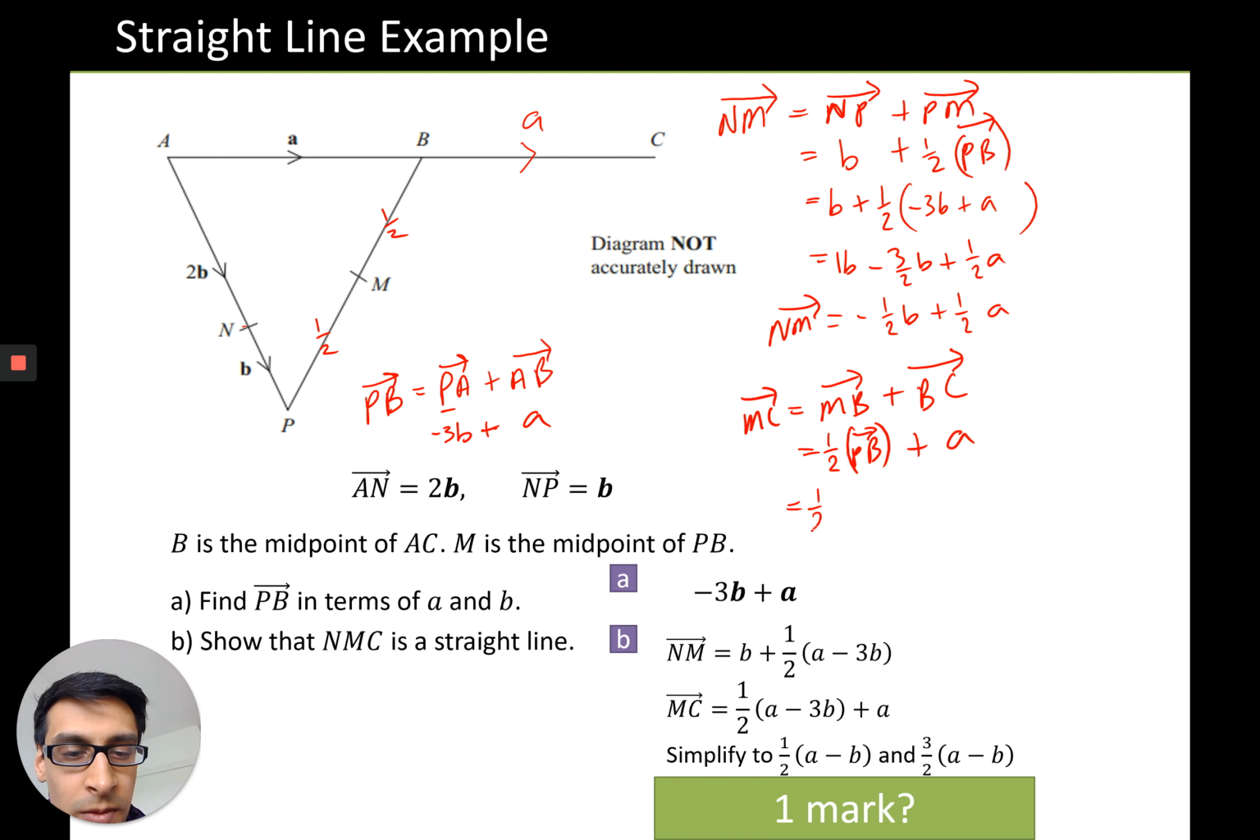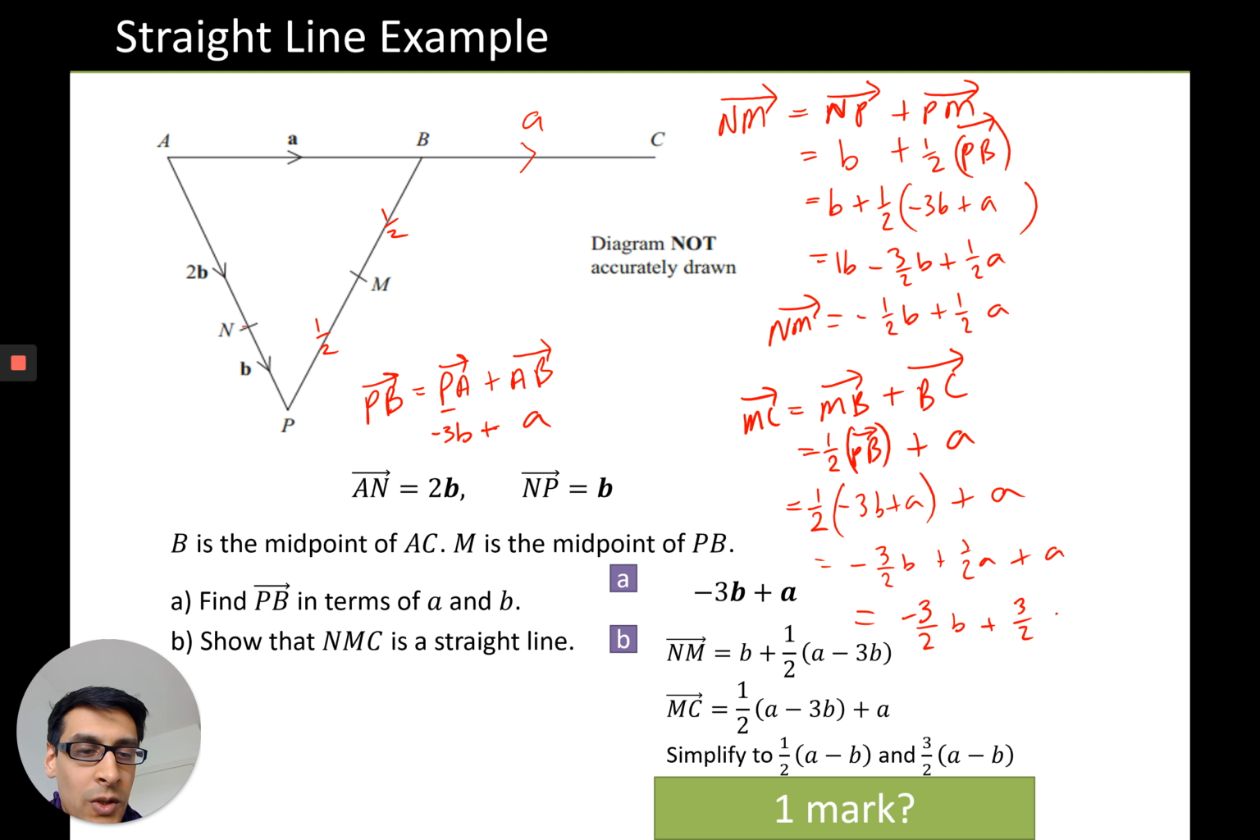So half PB, so PB is negative 3B plus A, plus A. You can skip ahead if you get this bit, just a few 30 seconds or so. A is going to be just A. So that's negative 3 over 2B plus half A plus A. That becomes negative 3 over 2B plus 3 over 2A.